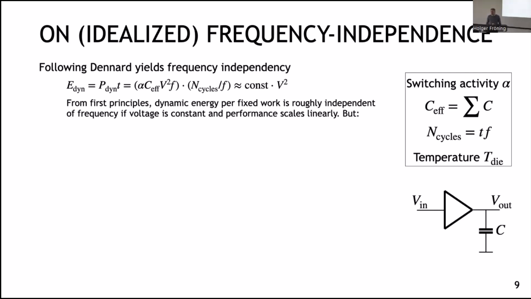But in practice, I know that things do not work out. So my next question was, where do we deviate from this idealized setting overall? And there are a couple of reasons, actually.